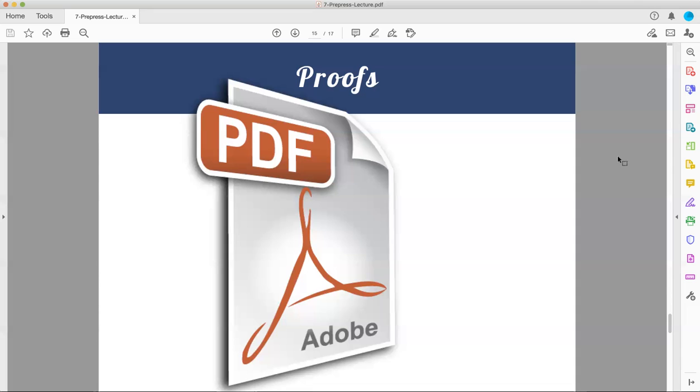There's 2 types of proofs, which isn't necessarily from this class, but it's important to understand. There are content proofs, and there are contract proofs. Content proofs help them see if they spelled everything right and if the picture's in the right place.